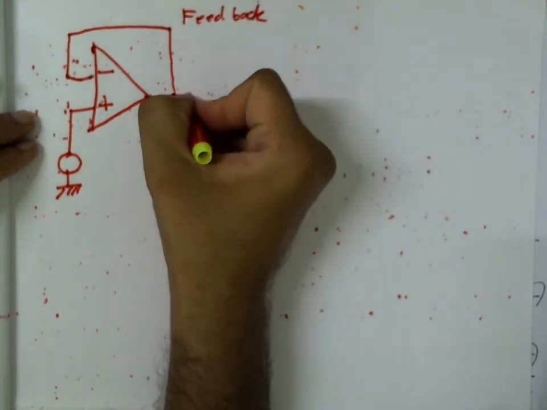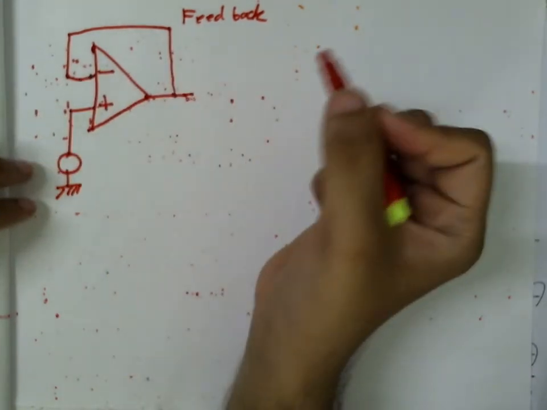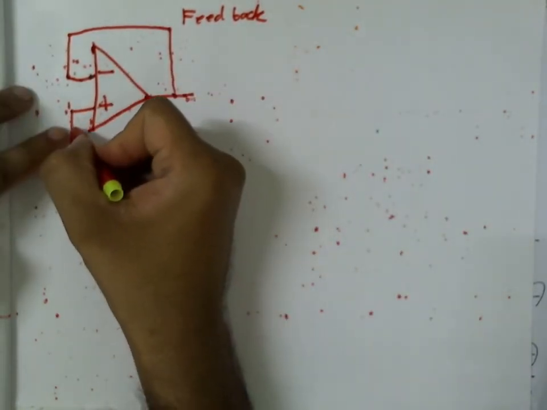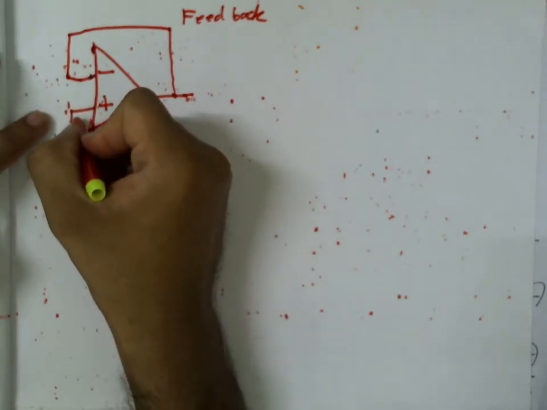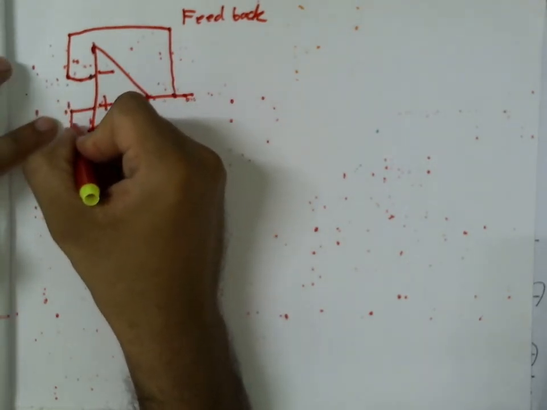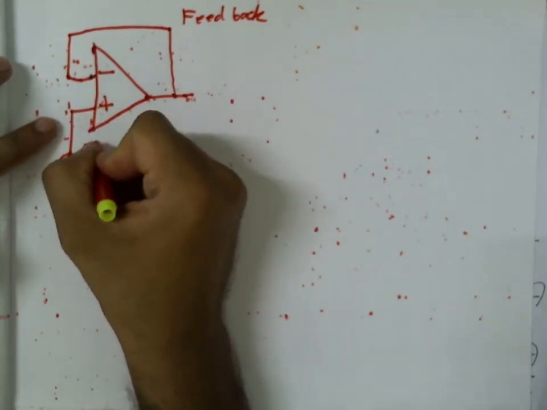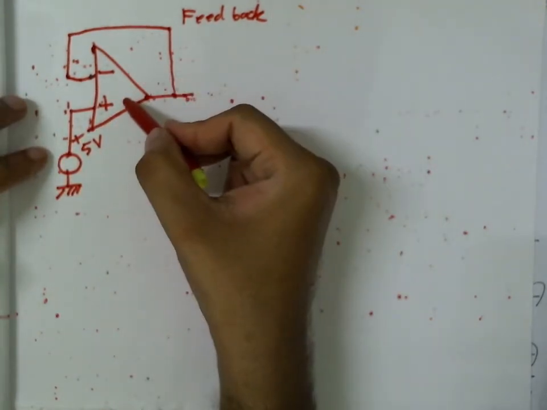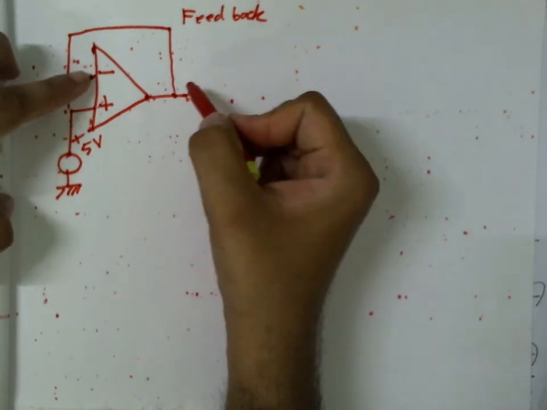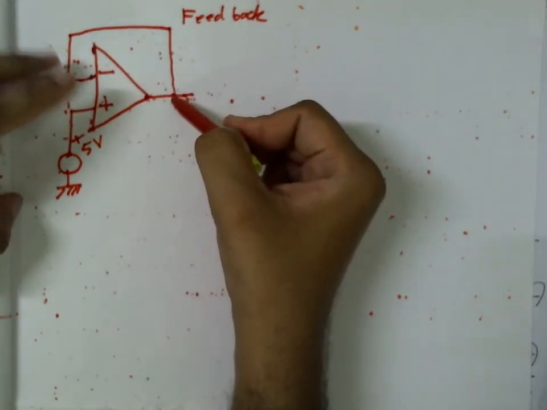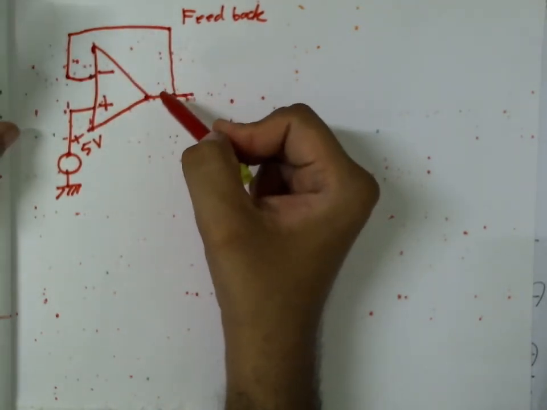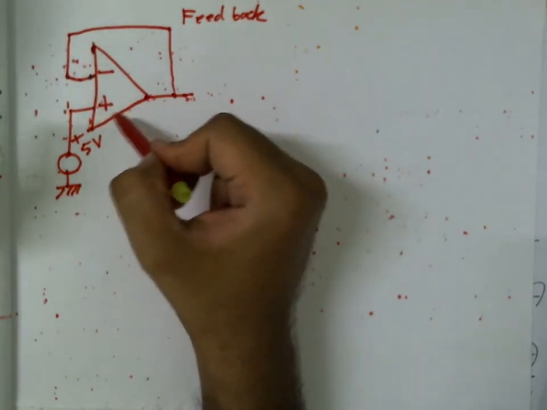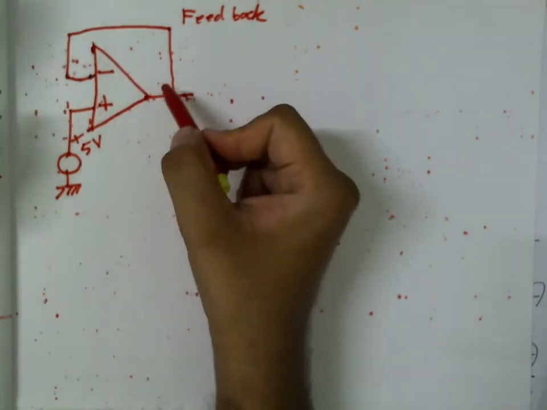Okay, so in this case, I think like this: if this potential is positive, say plus 5 volt, then the output, I think like this. This is not perfect physics, and I always analyze or remember these things in this way.